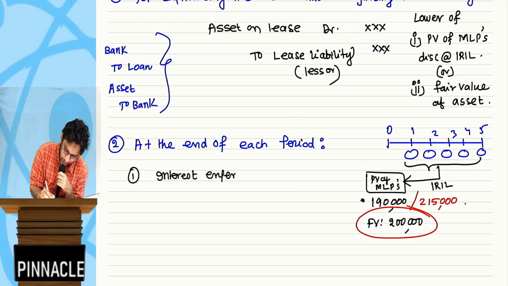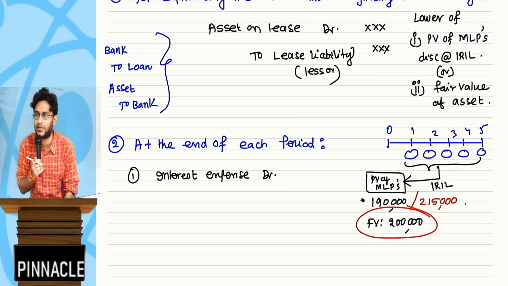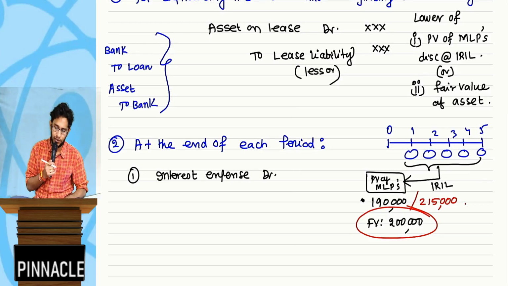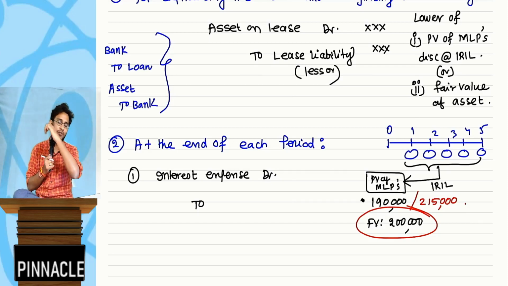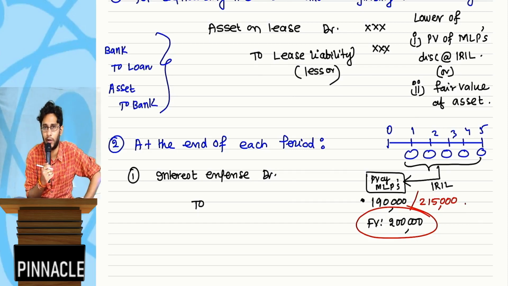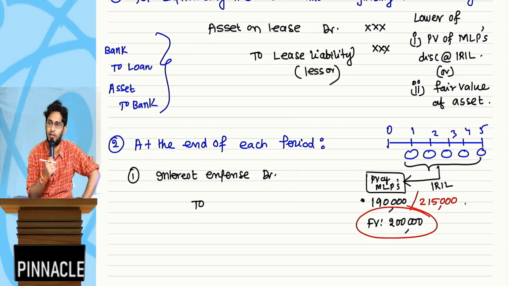Interest expense account debit. Interest expense, you may also call it a finance charge. If you want, write that name also in the brackets. Interest expense account debit to... Tell me, sir, when you pay interest, what is the entry? Interest to bank. When interest you did not pay, what is the entry? No, you still have to record an entry.